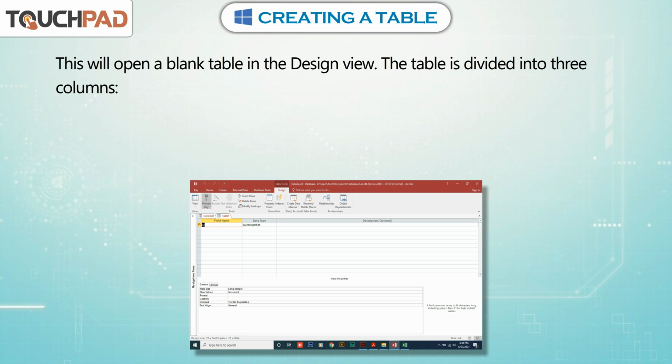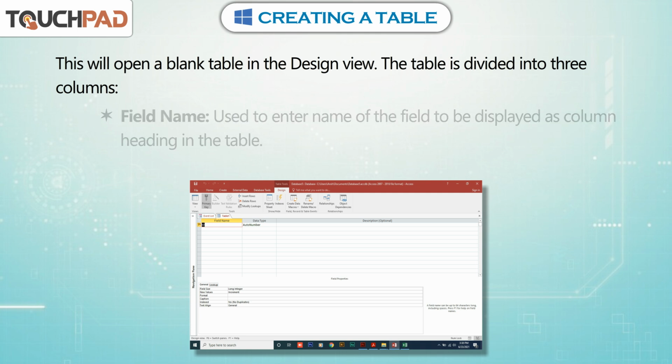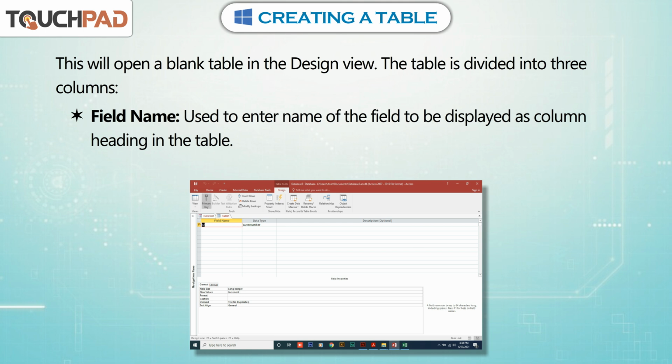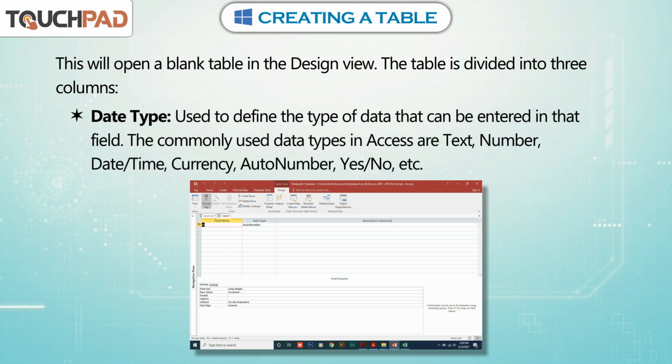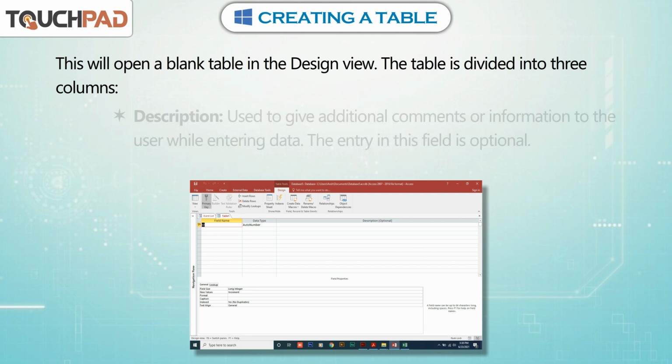The table is divided into three columns. Field name: used to enter the name of the field to be displayed as the column heading in the table. Data type: used to define the type of data that can be entered in that field. The commonly used data types in Access are text, number, date/time, currency, auto number, yes/no, etc.